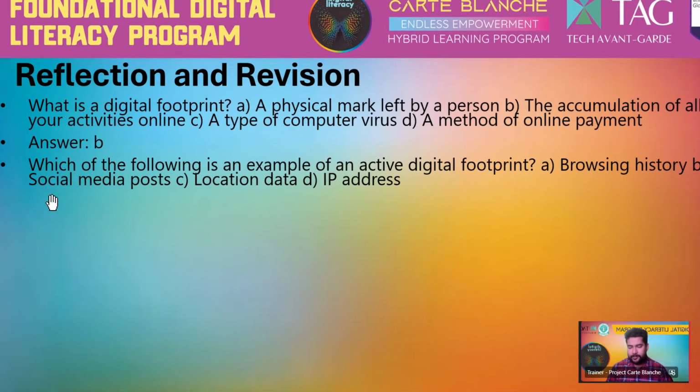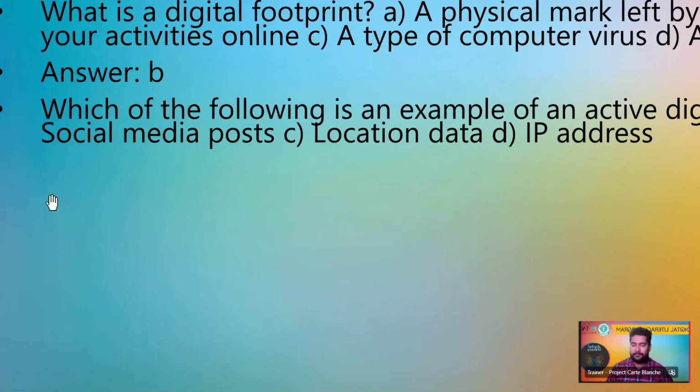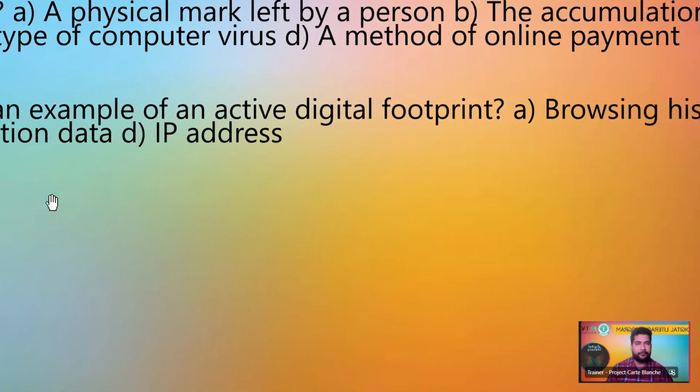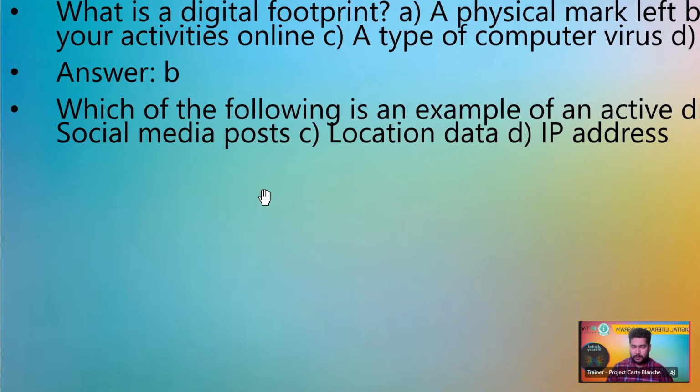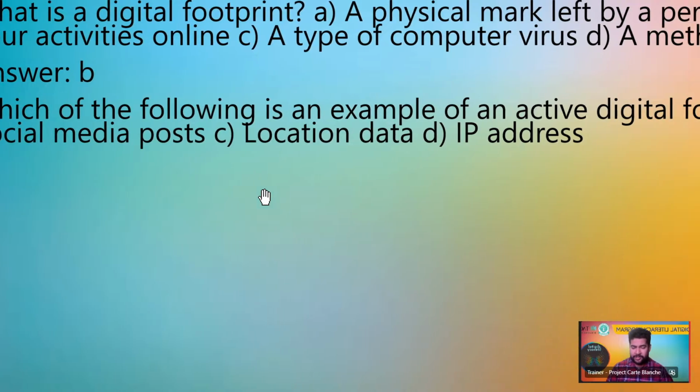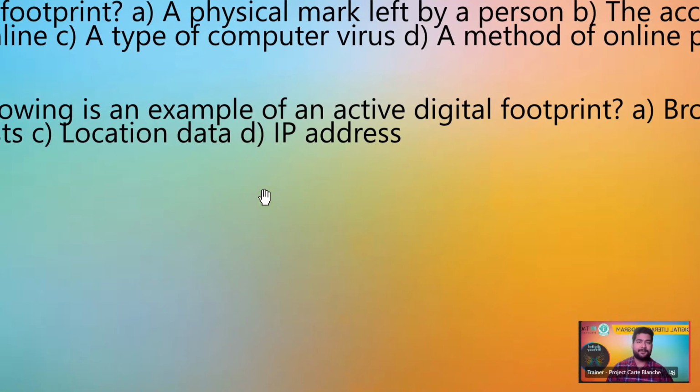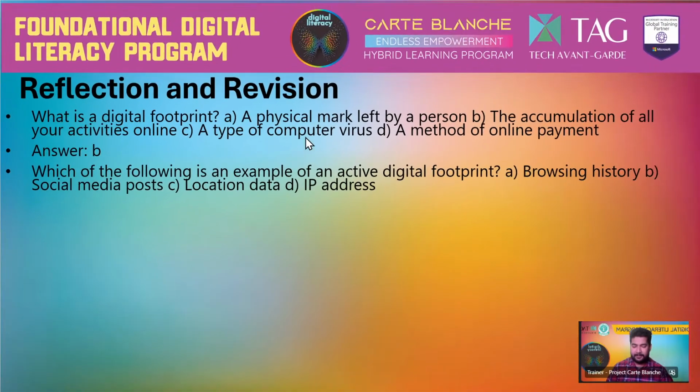Next question. Which of the following is the example of active digital footprints? Example, which you do intentionally, right? Browser history, social media post, location data, IP address. Definitely. You can think about the answer A, B, C, D. Okay.